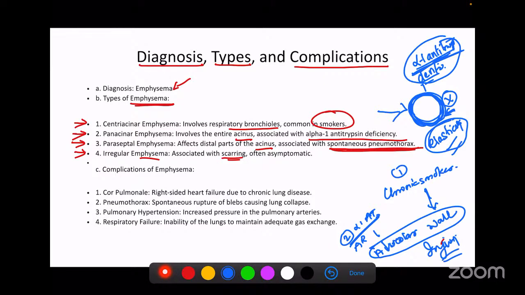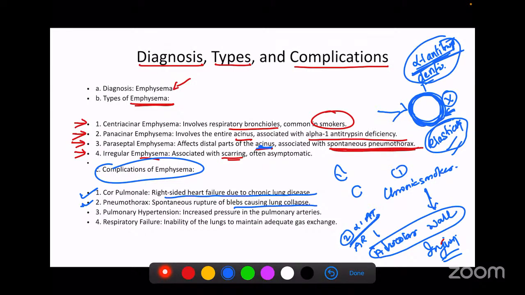So what are the complications of emphysema? First is cor pulmonale. Cor pulmonale is right-sided heart failure due to chronic lung disease. The second is pneumothorax. We saw that paraseptal emphysema involves the distal parts of the acinus, which can lead to spontaneous pneumothorax. Similarly, small blebs are formed at times, and these blebs can rupture spontaneously and result in pneumothorax.